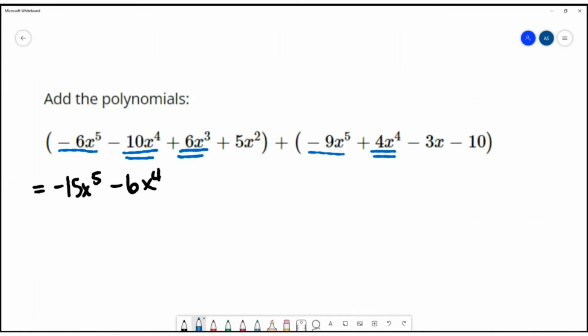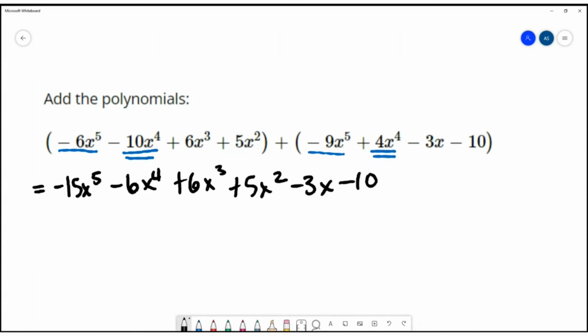We have no like term with the x cubed, so we'll just write that one down, plus 6x cubed. We have no like term with this x squared, so we'll write that one down, plus 5x squared. No like terms with the x, so we'll write that one down, negative 3x. And no like terms with the 10, so we have minus 10. So when we add those polynomials together, we get negative 15x to the 5th plus 6x to the 4th plus 6x cubed plus 5x squared minus 3x minus 10.